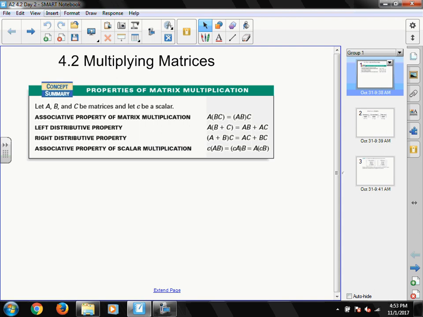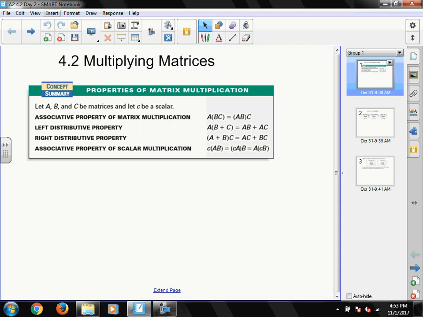So the first one, first of all, capital A, B, and C are matrices, and c is just a scalar. Remember that a scalar is just that number out front. So the associative property: if you're multiplying matrices A, B, and C, it doesn't matter where you put your parentheses. You can do A and then BC in parentheses, or AB in parentheses and then C. You're going to end up multiplying all of them together anyway.